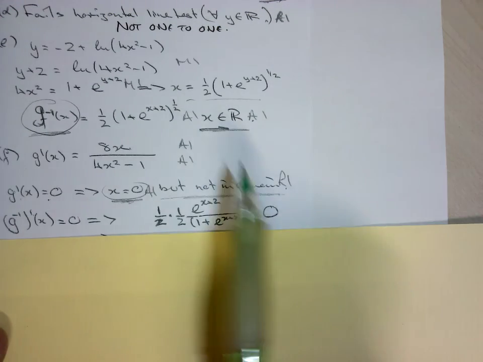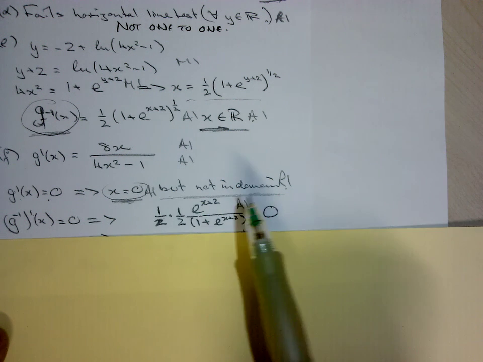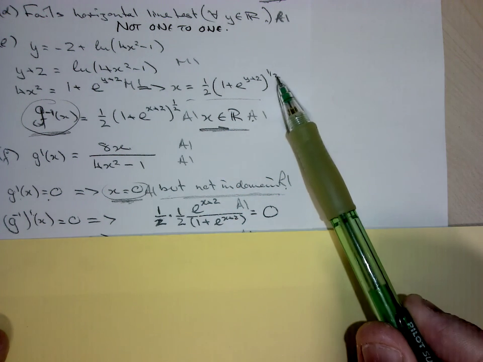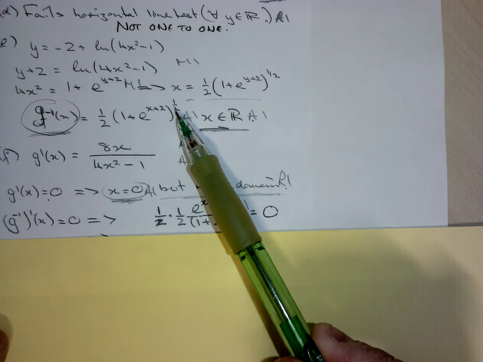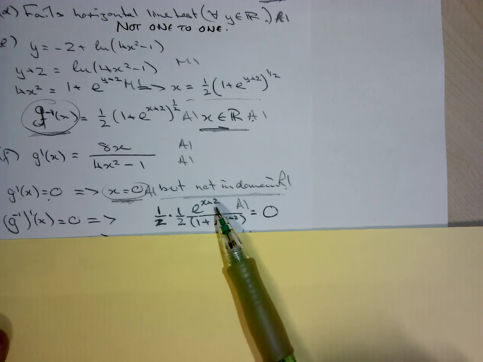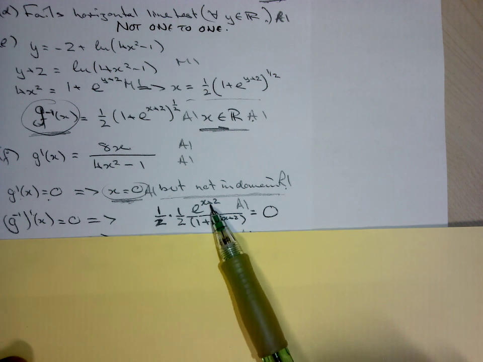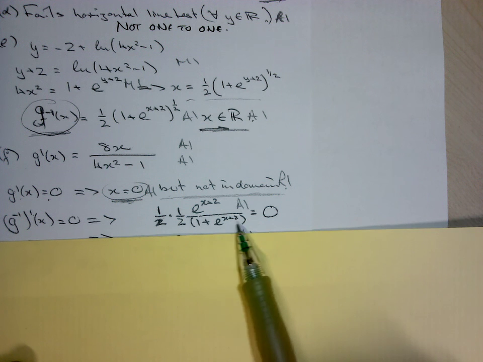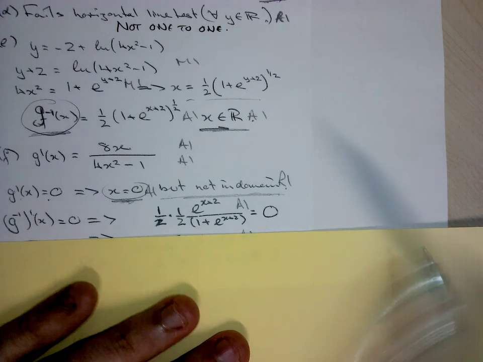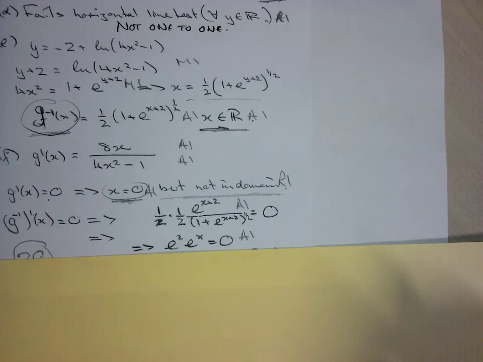The last part asks us for the derivative of the inverse. So I've got to go to my half bracket 1 plus e^(x+2) to the half and differentiate that. So that's going to be the half from there times the power of the bracket times the half times the derivative of the bracket e^(x+2) times the same bracket again but to one less power. So that would be 1 plus e^(x+2). One less power would be minus a half, so actually I want a half on that bracket there.